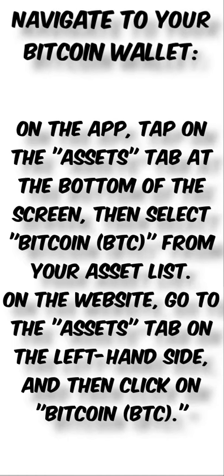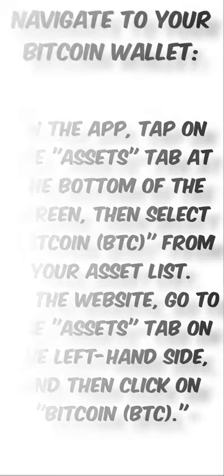Step 2. Navigate to your Bitcoin wallet. On the app, tap on the Assets tab at the bottom of the screen, then select Bitcoin or BTC from your asset list. On the website, go to the Assets tab on the left-hand side and then click on Bitcoin or BTC.